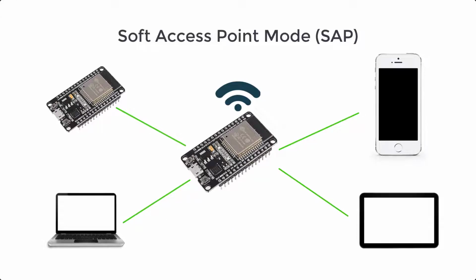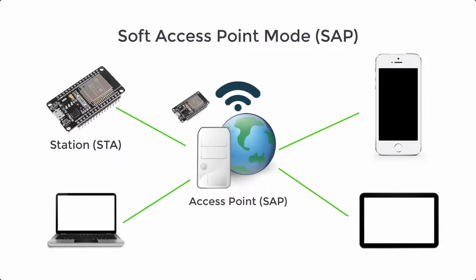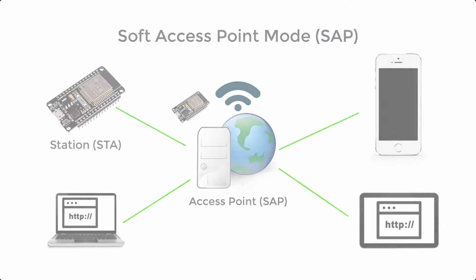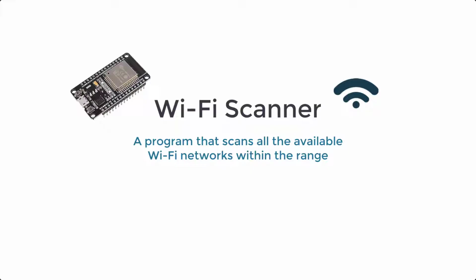Now, both the station and soft access point modes allow your ESP32 to act as a web server. Basically, it allows it to store, process, and deliver web pages to web clients. So, let's start writing code to explore these features. Let's have a program that scans all the available Wi-Fi networks within range.